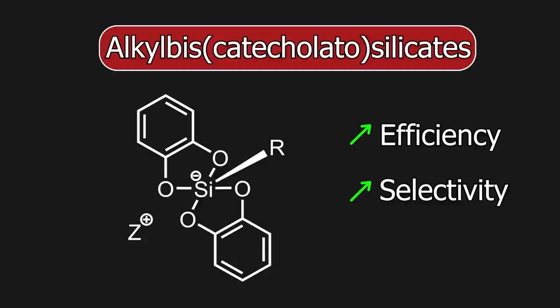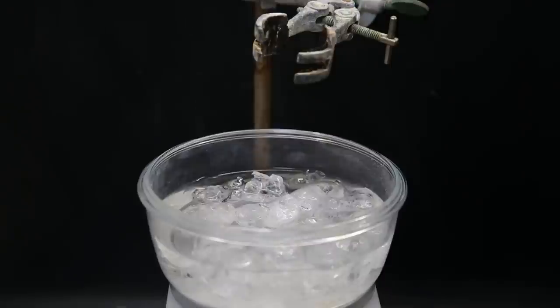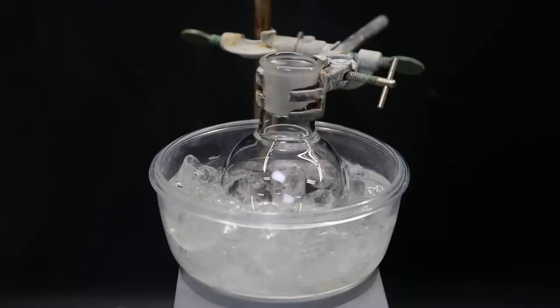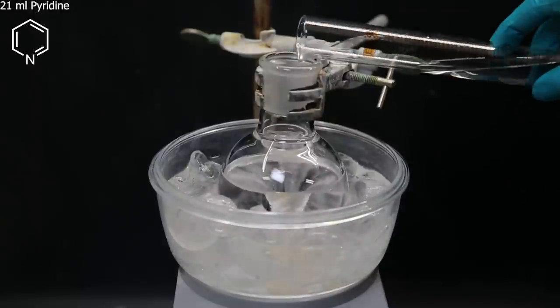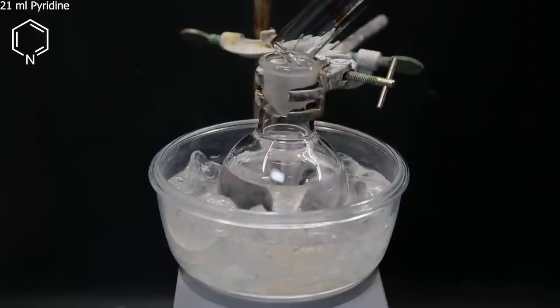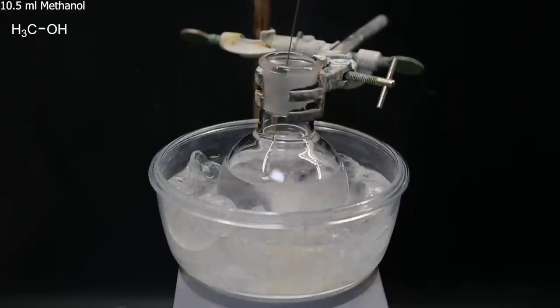reaction using blue LEDs. So I set up a stir plate and an ice bath. I lower a flask into the ice bath and put in a stir bar. I then add 180 mL of pentane as the solvent and 21 mL of pyridine as the base for this reaction. Then, I add 10.5 mL of methanol, which is one of the reactants.